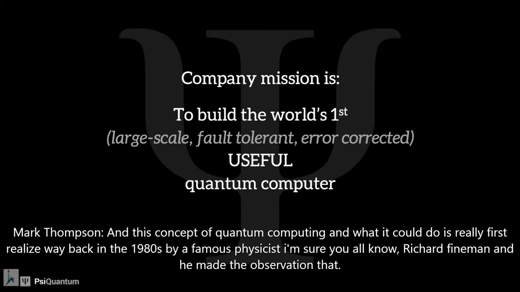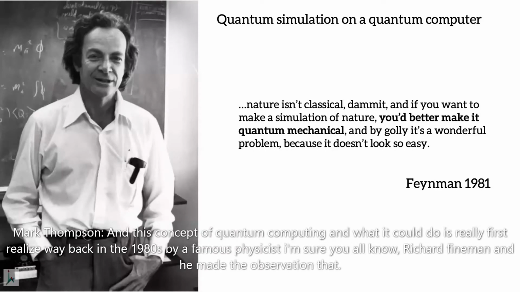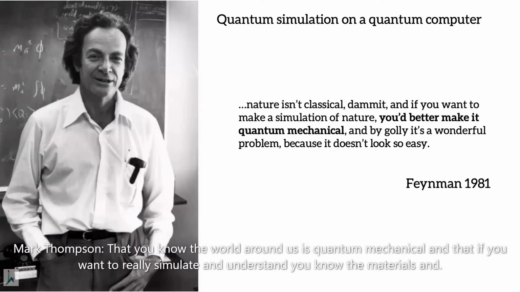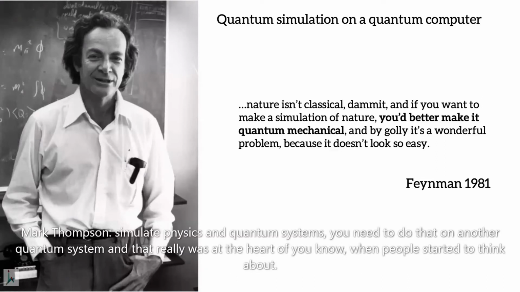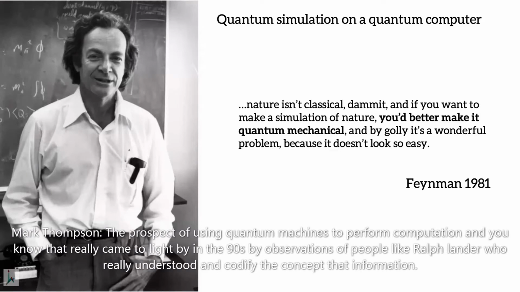And this concept of quantum computing and what it could do was first realized way back in the 1980s by a famous physicist. I'm sure you all know Richard Feynman, and he made the observation that the world around us is quantum mechanical, and that if you want to really simulate and understand the materials and physics at a deep level, then you need to simulate those systems on quantum mechanical machines. So he made the observation that to efficiently simulate physics and quantum systems, you need to do that on another quantum system. And that was really at the heart of when people started to think about the prospect of using quantum machines to perform computation.